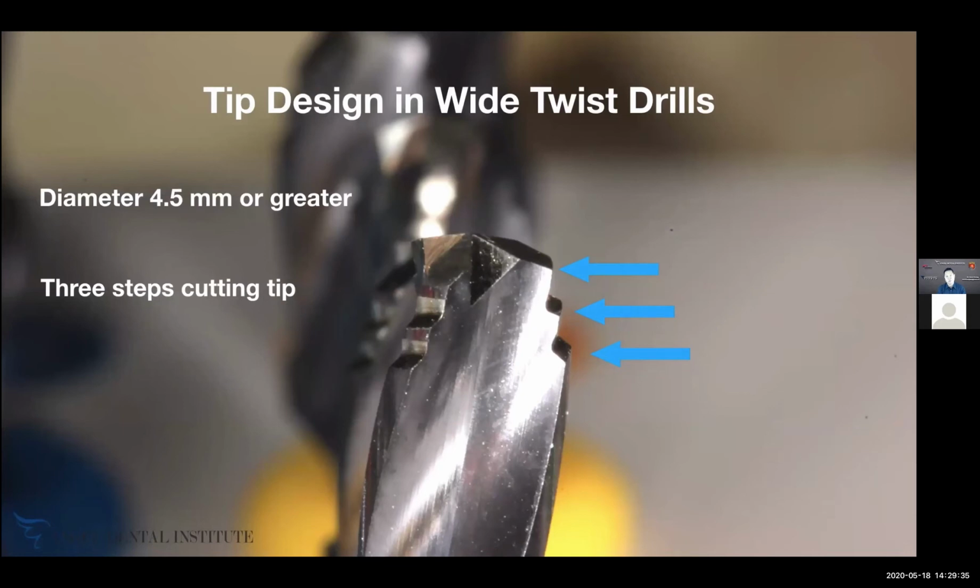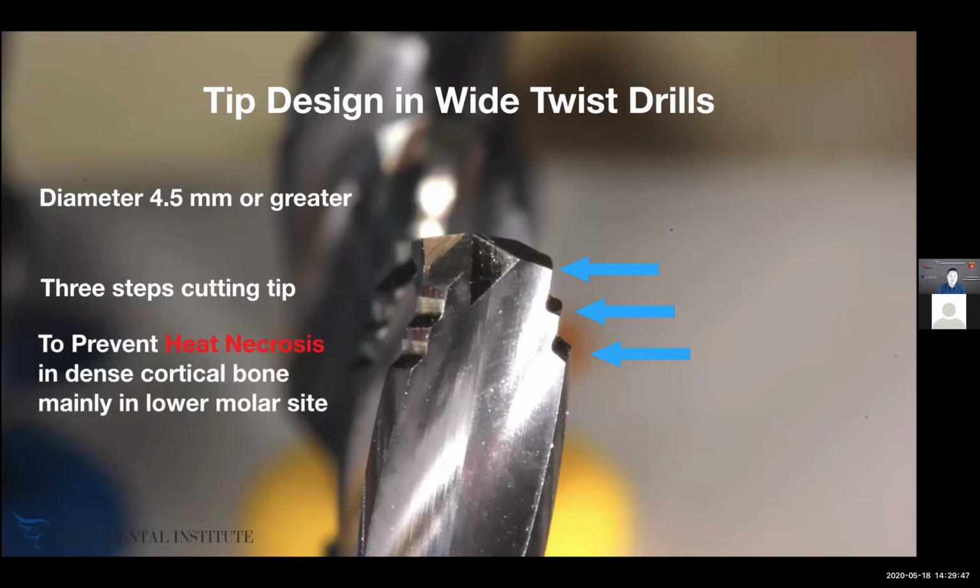But if you go into the wider drill, the wider meaning 4.5 millimeter or greater, then there is a 3-step cutting tip, as you can see here, okay? And this is to prevent heat necrosis in dense cortical bone, mainly in the lower molar site, where you're putting in large implants and wide implants. And the mandibular arch has a thick cortical plate. So if you are jumping into a wider diameter cutting, then the heat produced by that cortical plate can cause heat necrosis. So there's a 3-step cutting tip, okay?